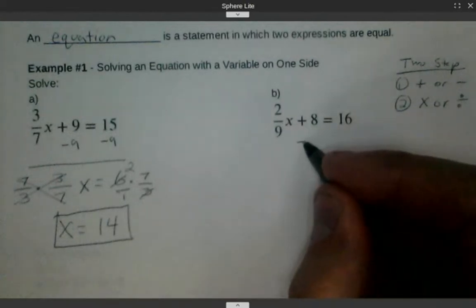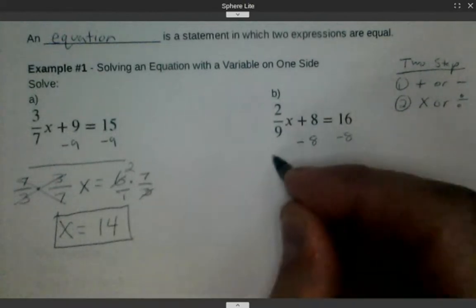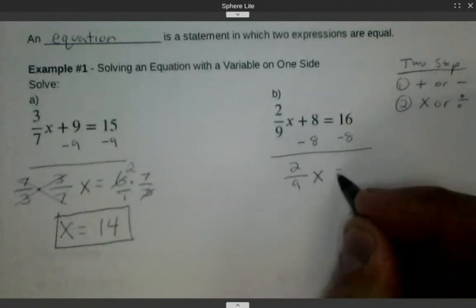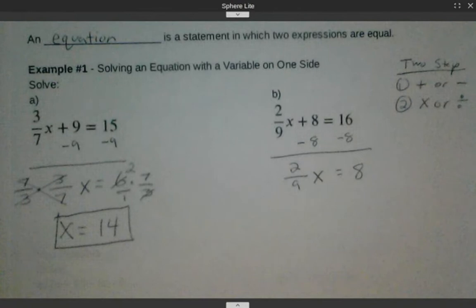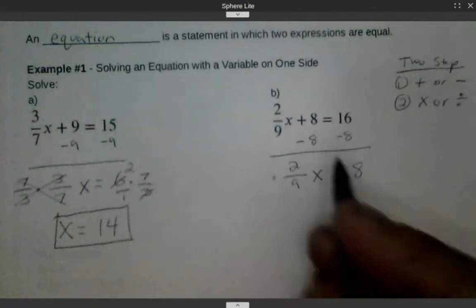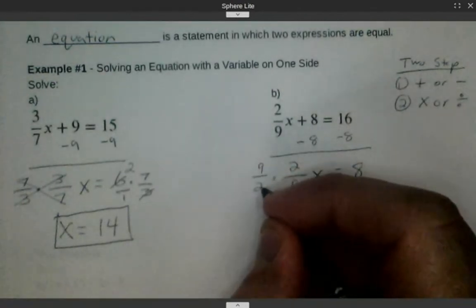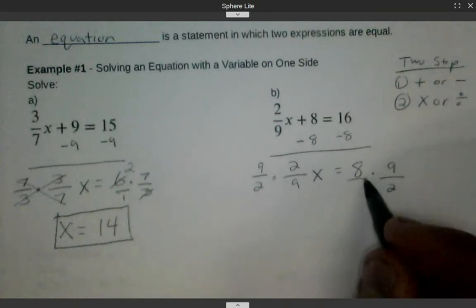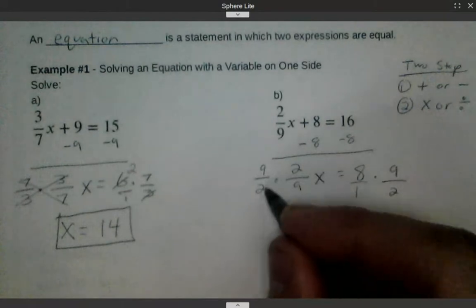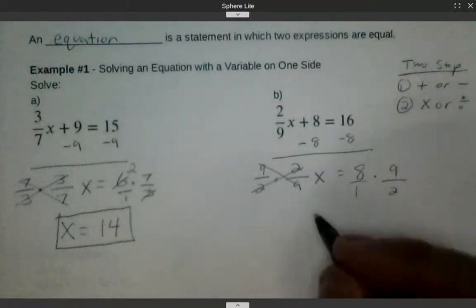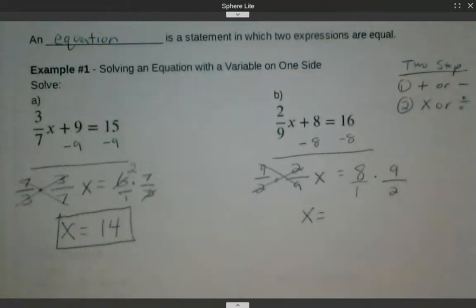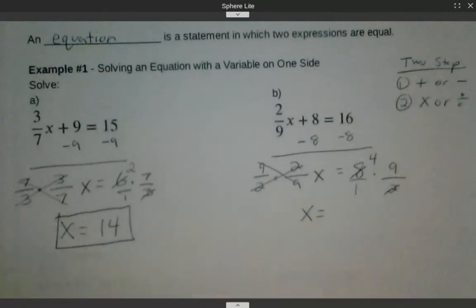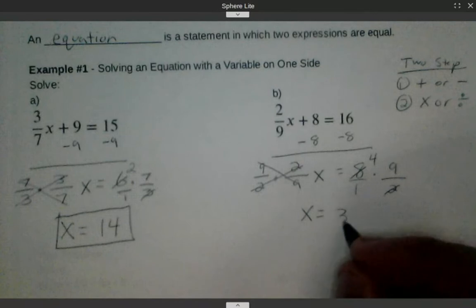So in this one, I'm going to subtract 8. I get 2 over 9 x is equal to 8. I then want to multiply by the reciprocal, and I'm going to do that to both sides. And we can write 8 as 8 over 1. So 2 cancels, 9 cancels on the left side. So I have x equals, 2 goes into 8 4 times, and 4 times 9 is 36.